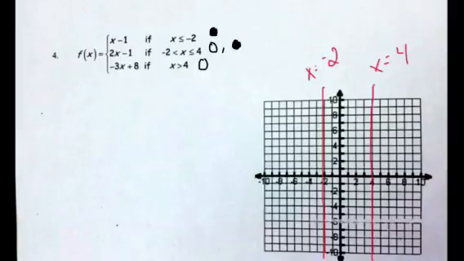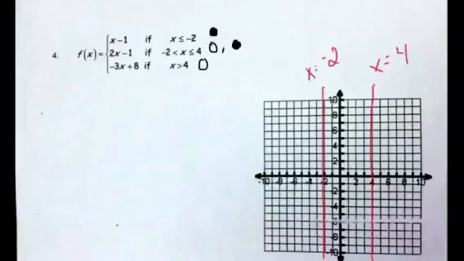So the x equals negative 2 line is going to have a closed circle for the equation x minus 1, and it's also going to have an open circle for the equation 2x minus 1. And then the x equals 4 line is going to have two circles on it, a closed circle for the middle equation 2x minus 1 and an open circle for negative 3x plus 8.